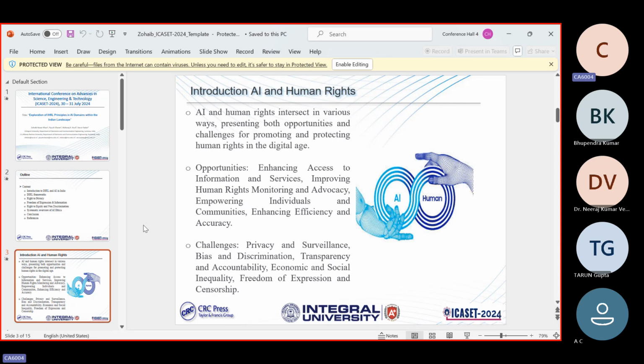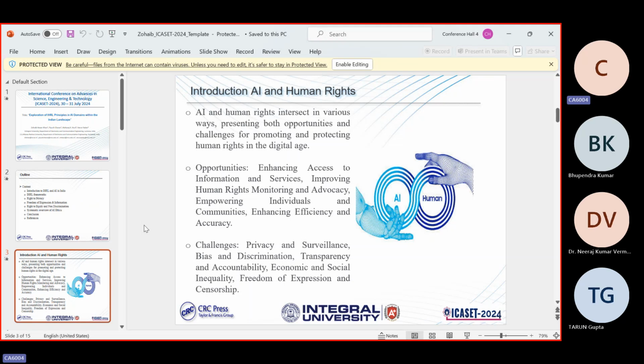Now, AI and human rights intersect in various ways, presenting both opportunities and challenges for human rights in the digital age. In the opportunities, we can say enhancing access to information services. AI can democratize access to information and essential services, breaking down barriers caused by language, geography, or physical disabilities. For example, AI-powered translation tools can make information accessible in multiple languages, while AI-driven healthcare diagnosis can reach underserved populations.